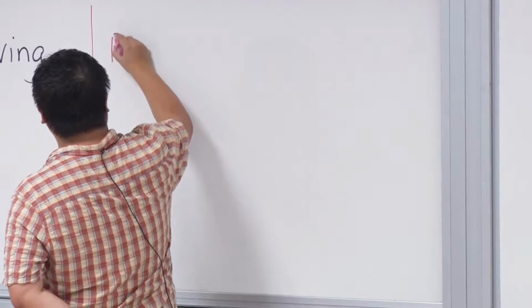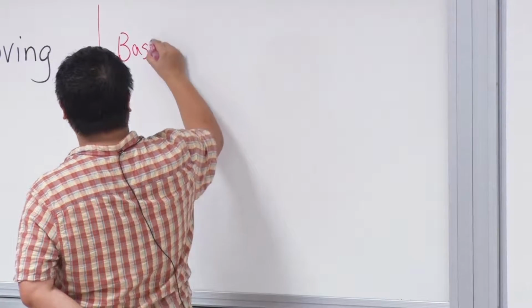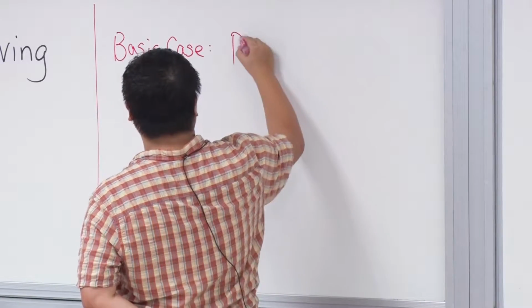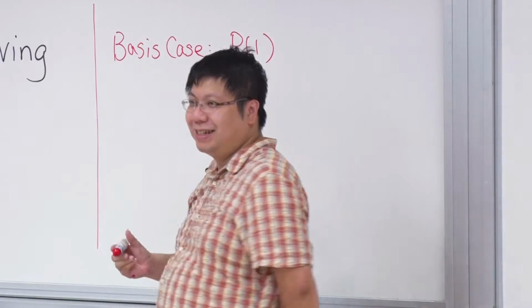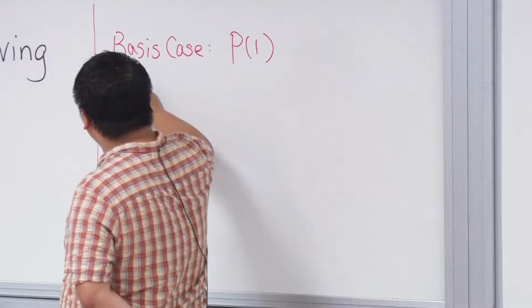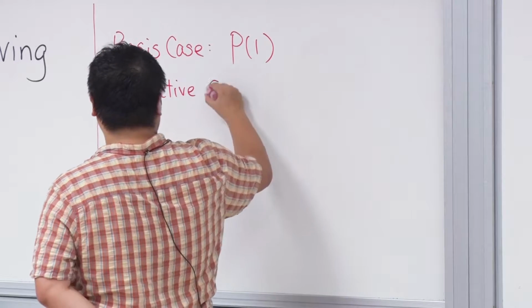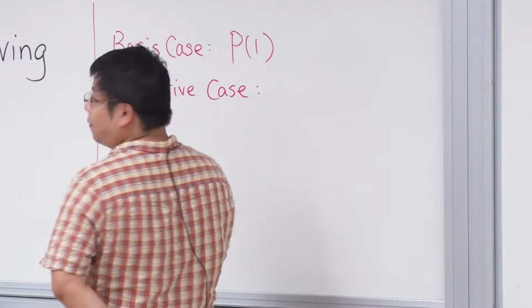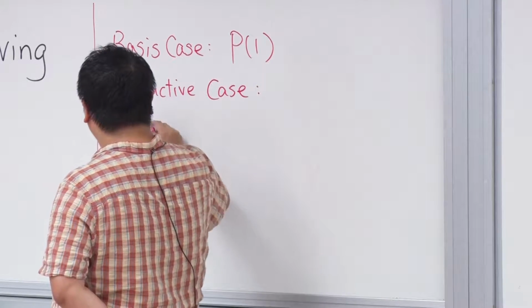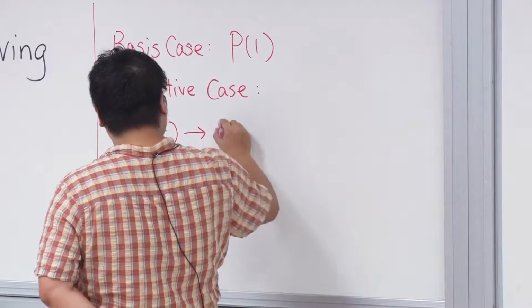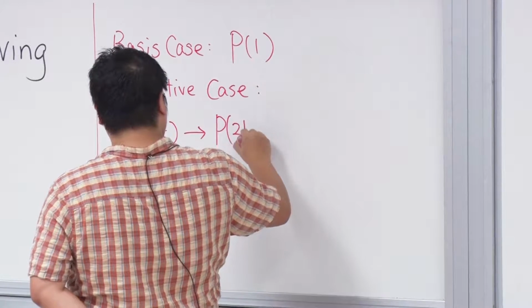So the basis case will be, I'll just show that P1 is correct. Now inductive cases, this time I have two. One is if Pk is correct, then P2k is correct.